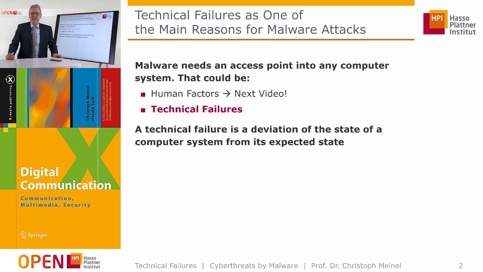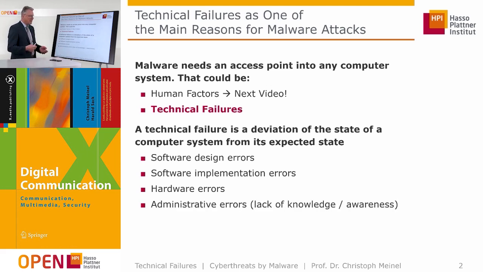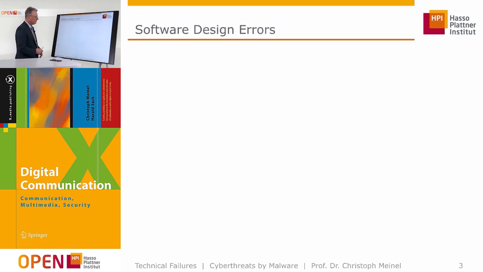What is a technical failure? A technical failure is a deviation of the state of a computer system from its expected state. For example, it could be a software design error. It could be a software implementation error. It could be a hardware error. It could be an administrative error, for example, a lack of knowledge, awareness, bad configuration, or others.